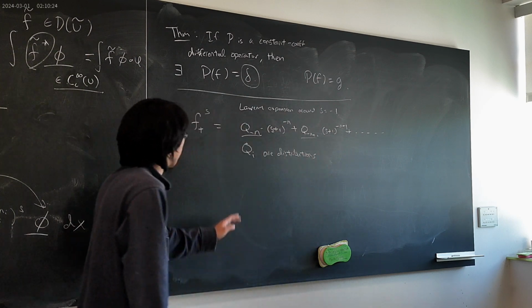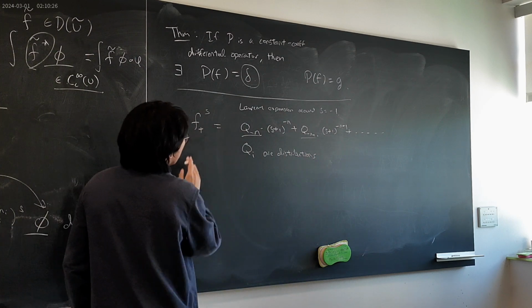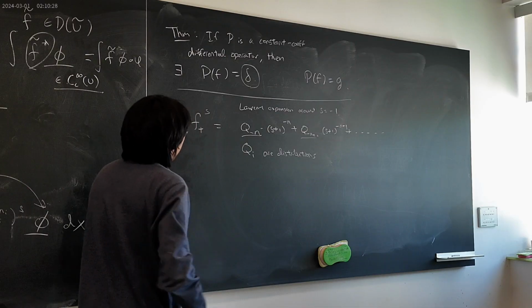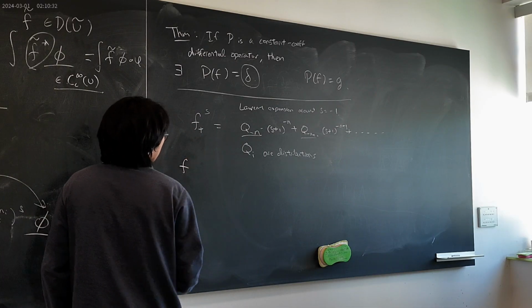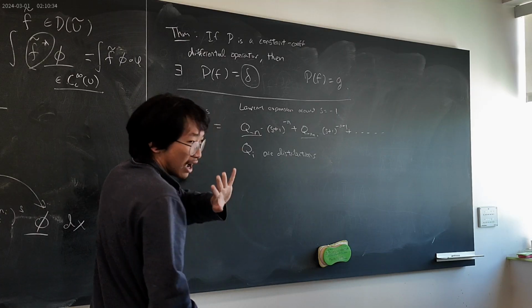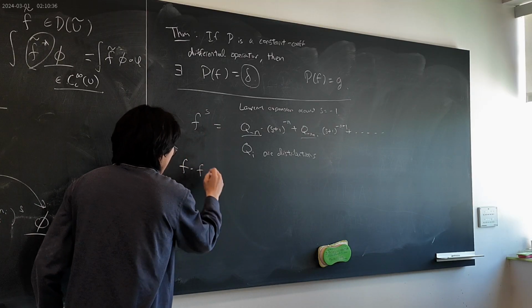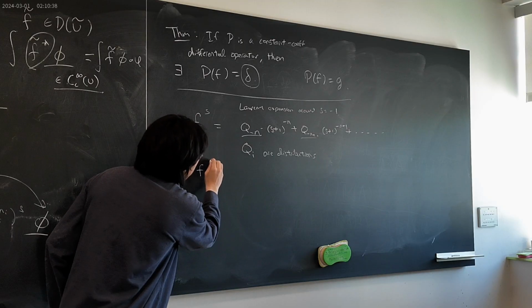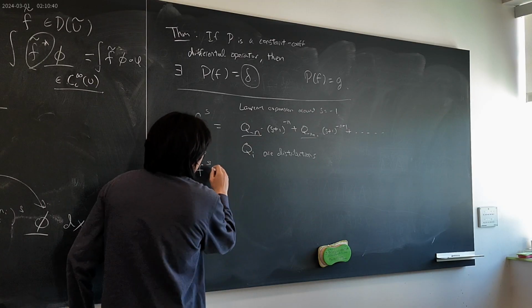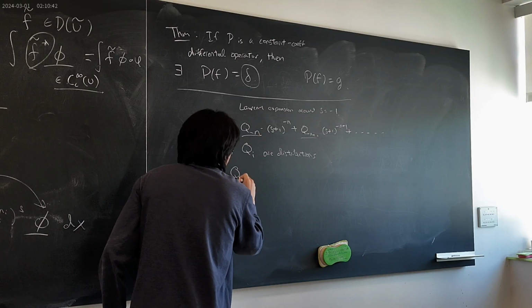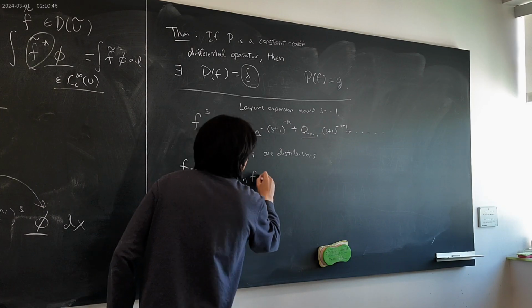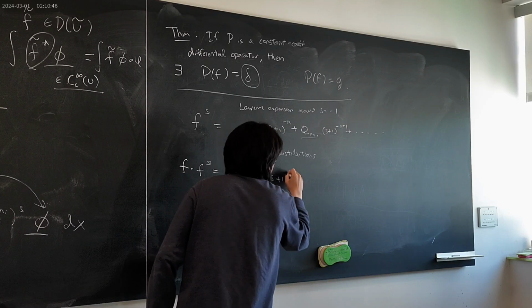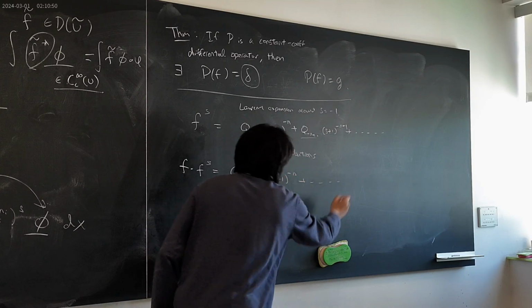Now, if we take this equation and we multiply by f, I'll drop the subscript f plus f. It really doesn't matter. So f times f to s is equal to q minus n times f. Notice that we can multiply the distribution by this function f times s plus 1 to minus n plus n.